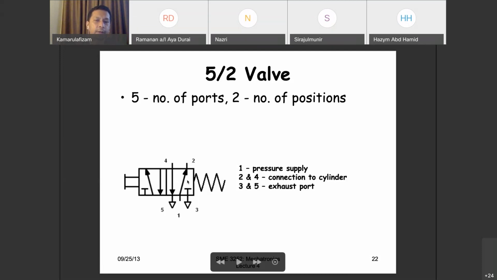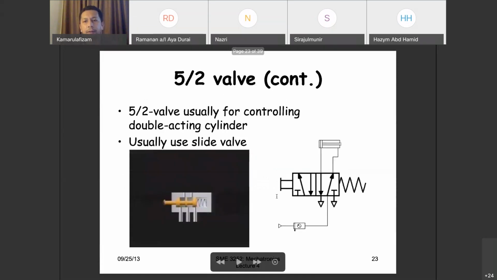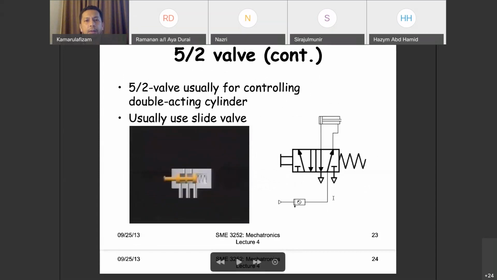Once you activate, using a battery or a power supply, it will go to the second stage. In the second stage, number 2 goes to number 3, number 1 has flow to number 4, and number 5 closes its port. So this is how you read it. Okay, this is how the connection goes.